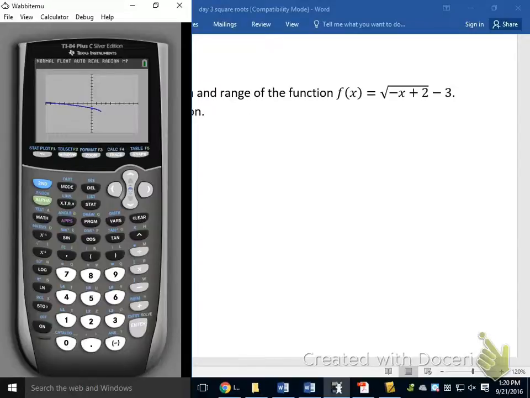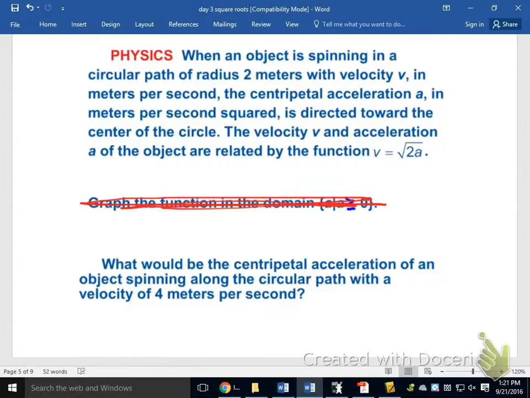And this is a scale factor of 1, so it didn't get stretched or compressed vertically from our parent graph. All right, pretty long problem, but actually really easy.